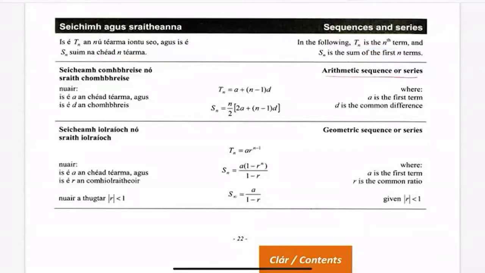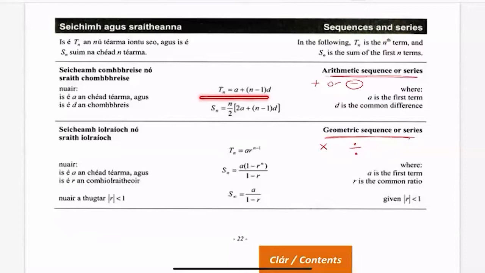There's an arithmetic sequence or series and there's a geometric sequence or series. An arithmetic one means you're adding or subtracting the same value to go from term to term. Geometric, you're multiplying or dividing by something to go from term to term. Okay, they are the two big differences. You have two formulas in the log tables.